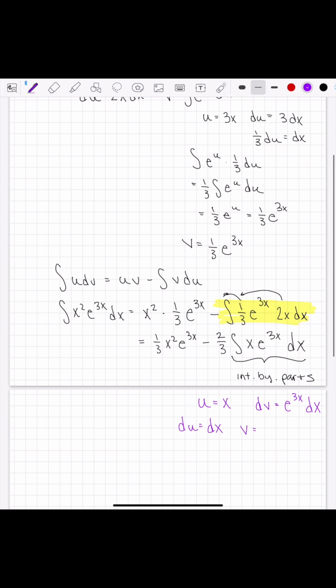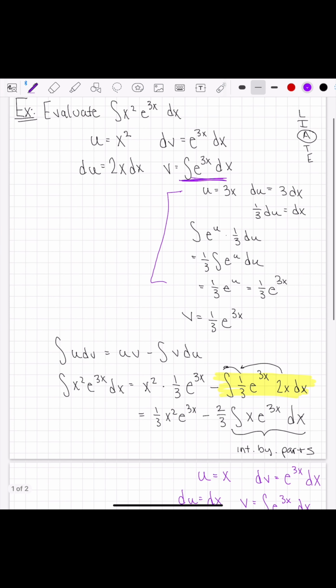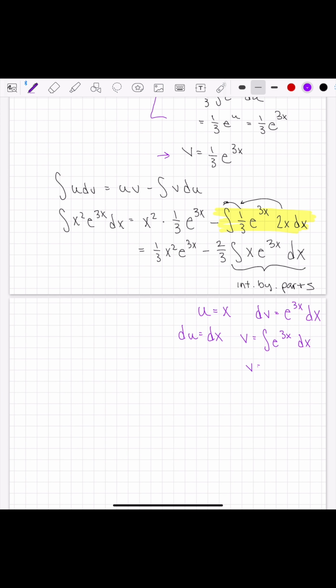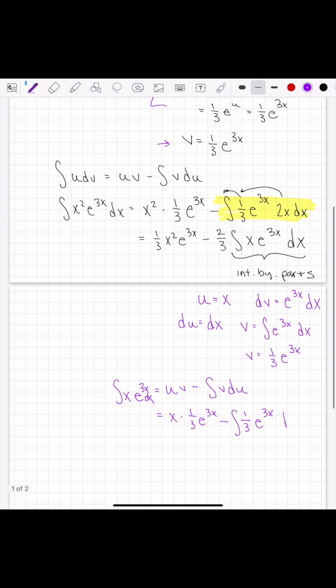And then v is going to be the integral of e to the 3x dx, which we did earlier, right? We already did this integral. So I'm not going to repeat this whole u substitution when I know I have the answer right there. v was 1/3 e to the 3x. And now I'm going to plug in everything into my integration by parts formula. So this is the integral we're doing right here. So our u is x, our v is 1/3 e to the 3x, and then our v again is 1/3 e to the 3x, and then our du is just dx.